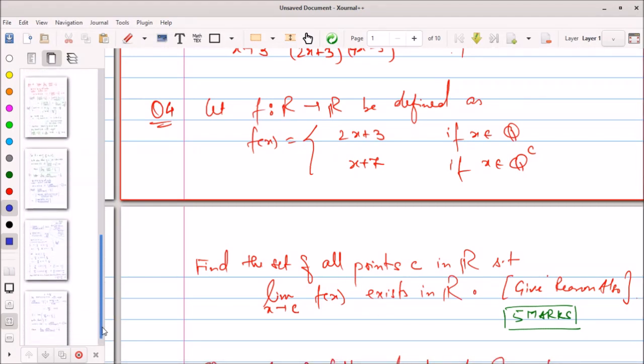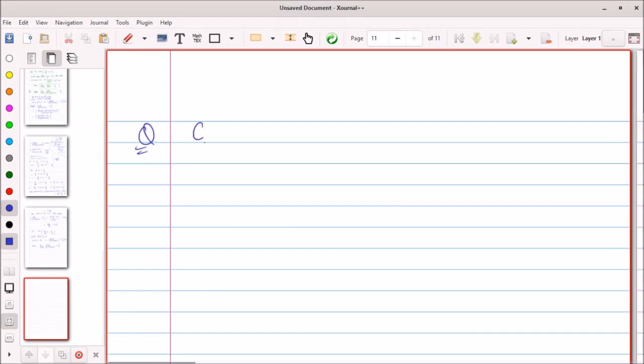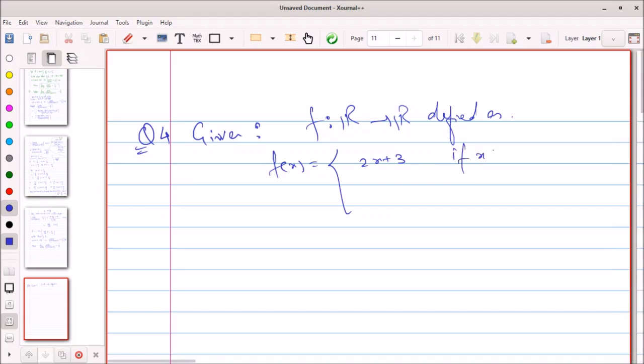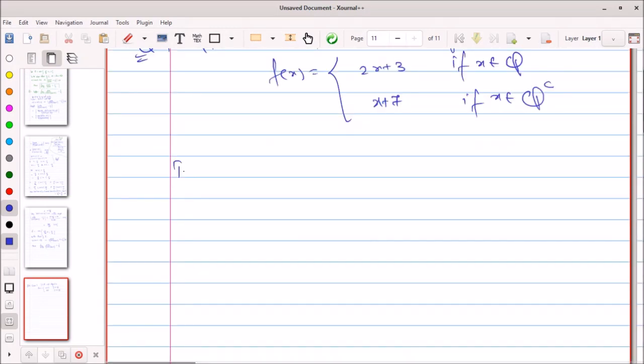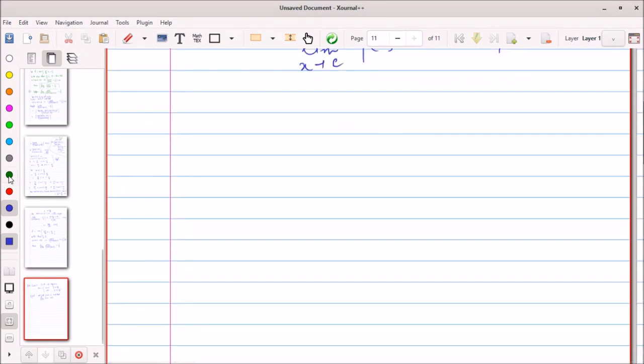So for this, let us start. So question number 4, given f from R to R defined as f(x) equal to 2x plus 3 if x is rational and x plus 7 if x is irrational, find the set of all points C such that limit x tends to C of f(x) exists in R. So for this what we will do, let us solve.